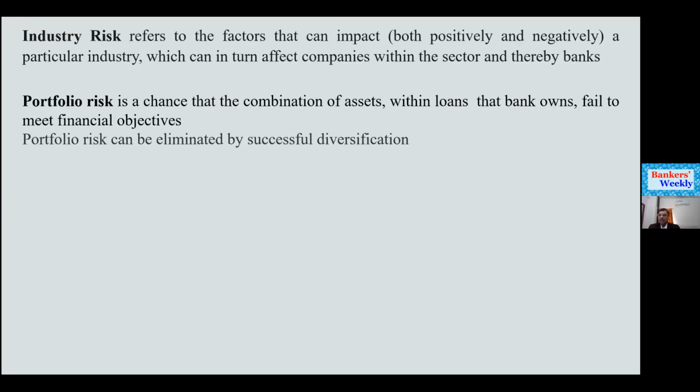Then industry risk under credit risk refers to the factors that can impact a particular industry, which can in turn affect the companies within the sector and thereby the banks. Portfolio risk is the chance that the combination of assets within the loans that the banks own runs into trouble meeting the financial objectives. The remedy or mitigation for portfolio risk, as we are all aware, is the diversification of our portfolios.